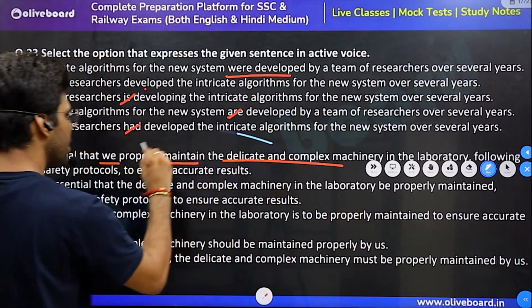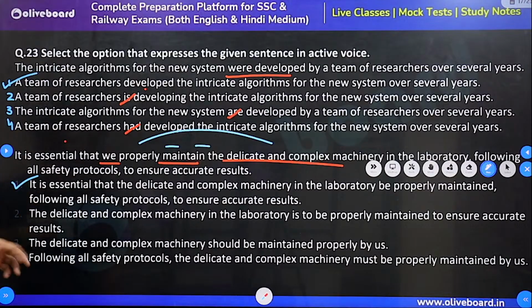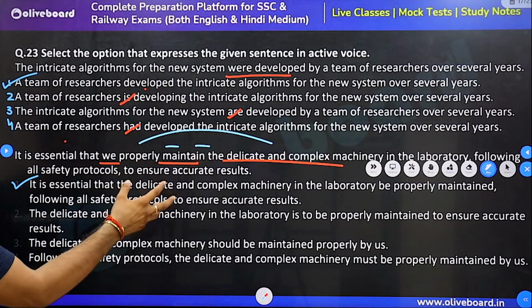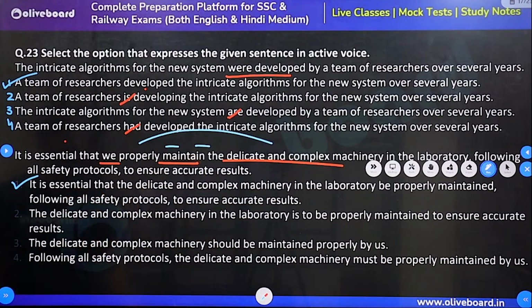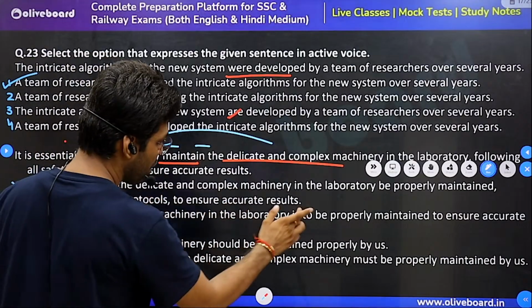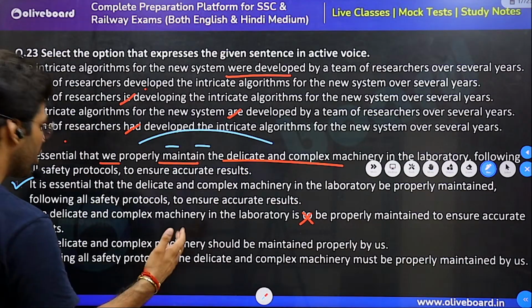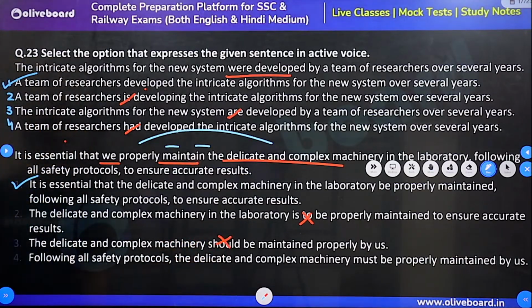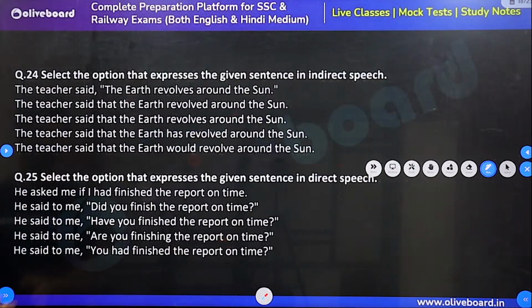So the machinery be maintained by us. It is essential that the machinery be maintained following this and that. Yes, precise. The machinery is to be properly. What about this being essential? You can't drop words. The delicate machinery should be maintained. You're dropping words again. And following all this, no problem. The machinery must be properly maintained. You are dropping words again, and I have a better choice.